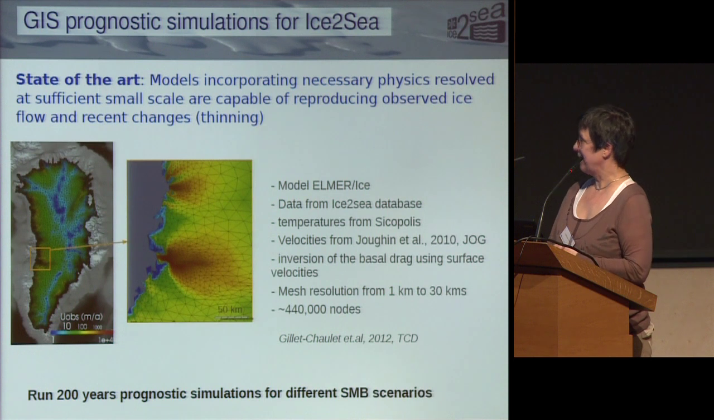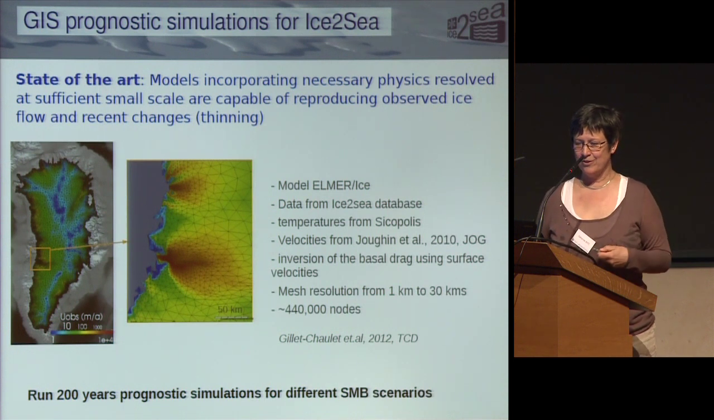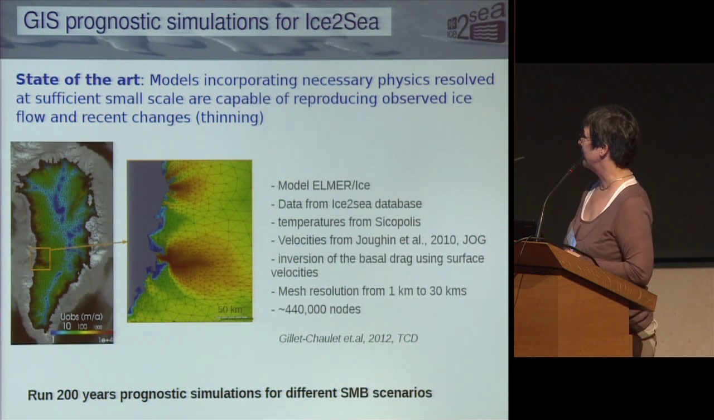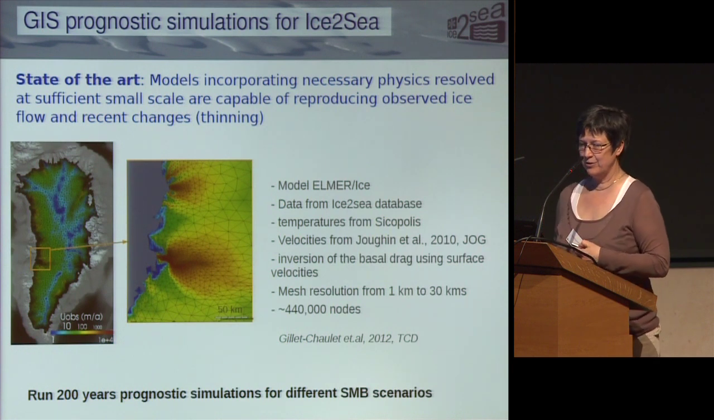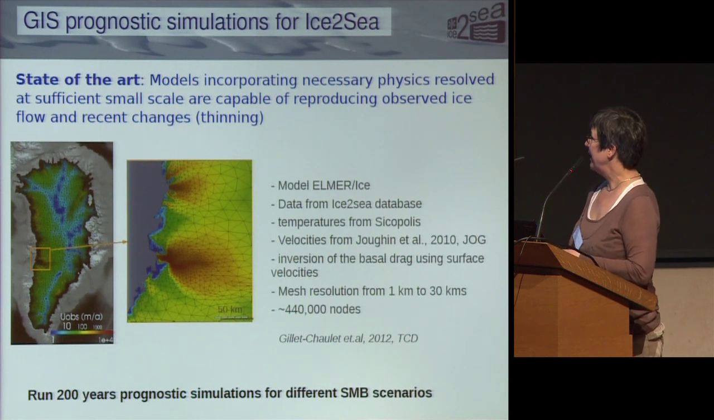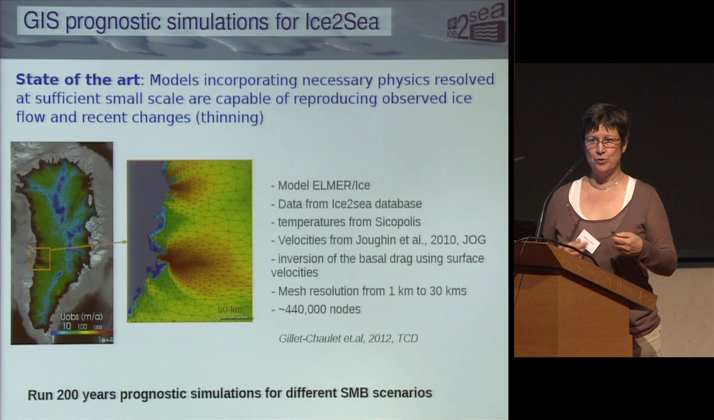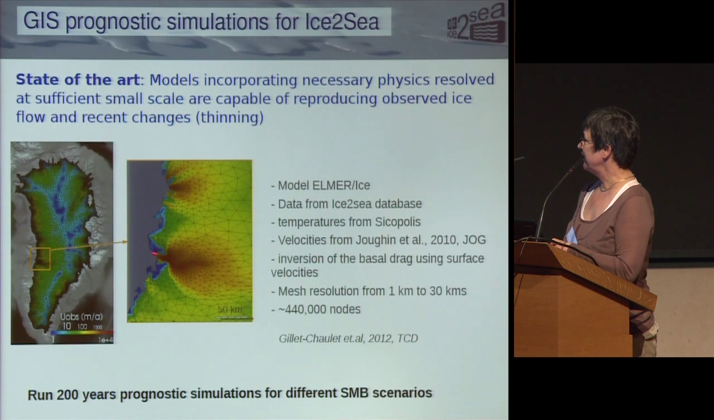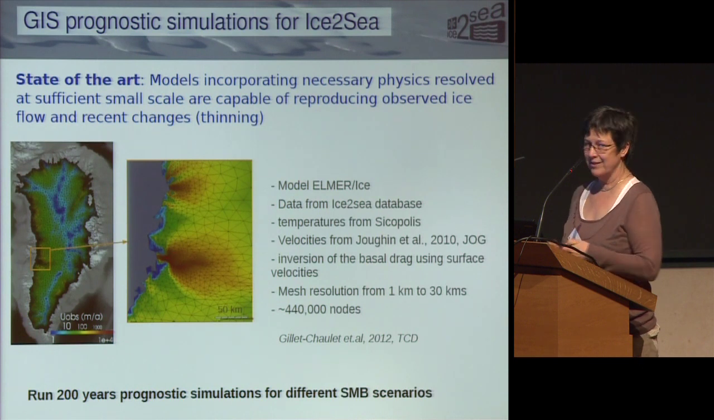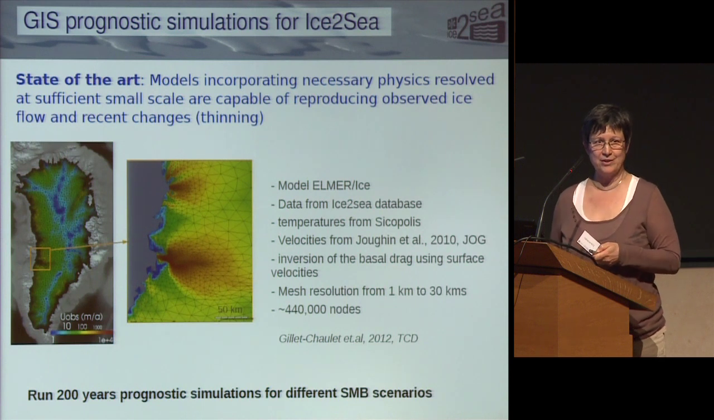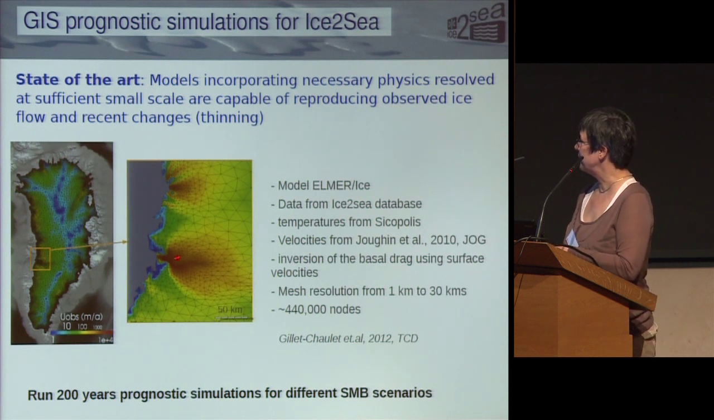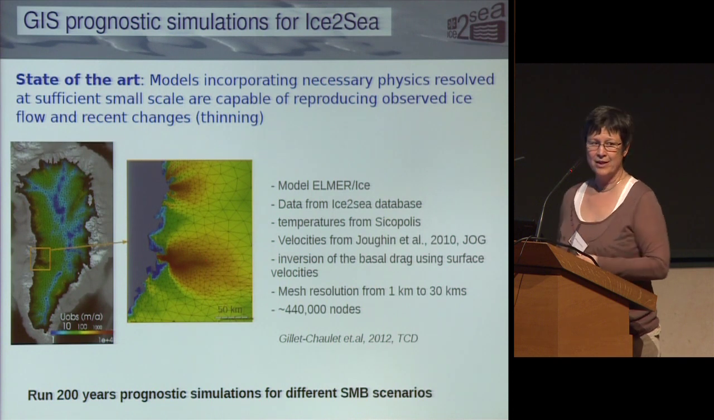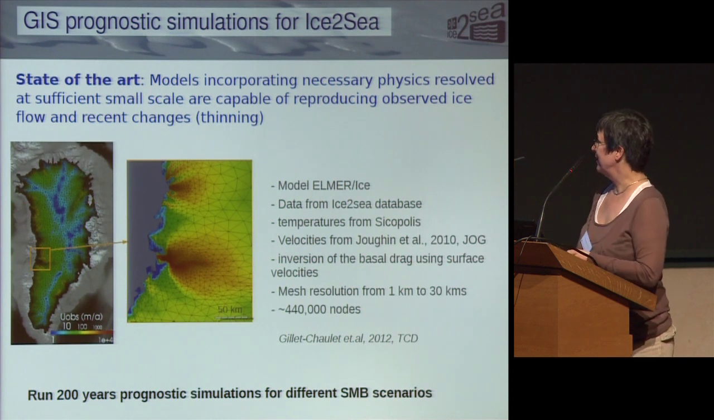Here is just an example of what I consider the state of the art as a model. It is a model that has been applied to the Greenland ice sheet for the next 200 years, with a simulation for different surface mass balance scenarios. And it is a full Stokes model that takes into account all the stresses, and you see that it has a non-regular grid that can be very small, close to the glaciers. And this glacier specifically is Jakobshavn Isbrae.